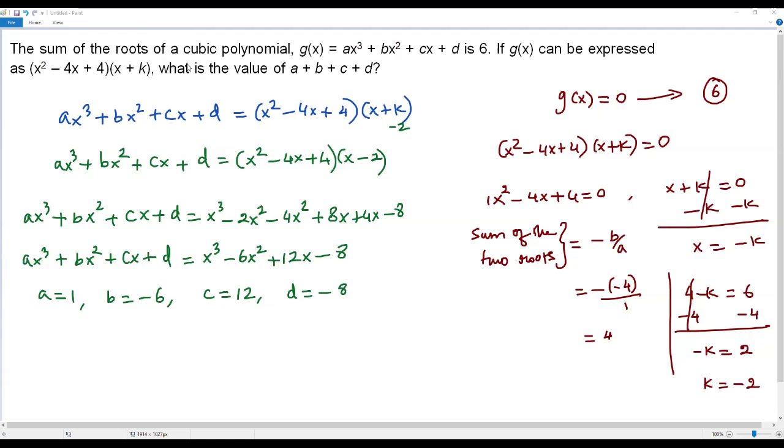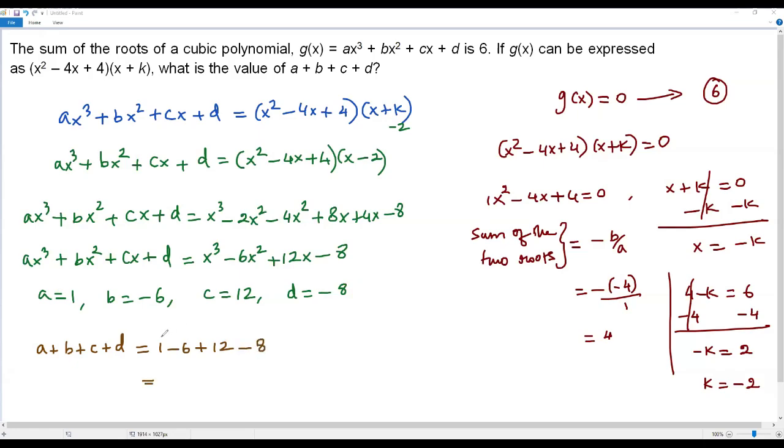So now my aim is to find the value of this expression a positive b positive c positive d. Okay, let me write that expression over here. That is a positive b positive c positive d. Now in this expression we can plug in the values for these four constants. We know that the value of a is 1, so we can plug in 1 for a. And for b we have negative 6, so we can plug in negative 6 for b. And for c we have 12, we can plug in 12 for c. And for d we have negative 8, so we can plug in negative 8 for d.